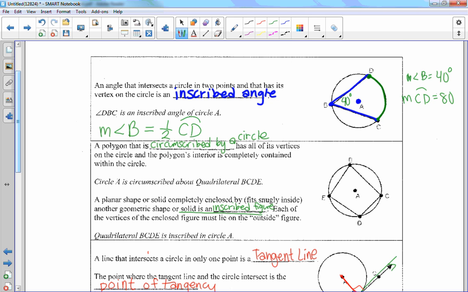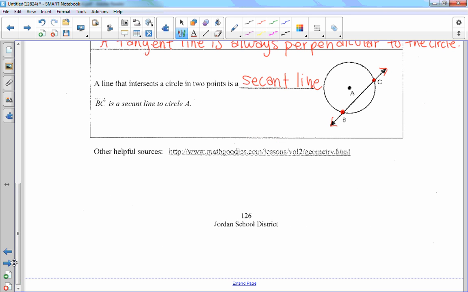Now we're going to add a third one where the angle is actually on the outside of the circle. So what's that word for outside a circle? Circumscribed. Good. So last one on the bottom of this page is the circumscribed angle. Circumscribed angle.